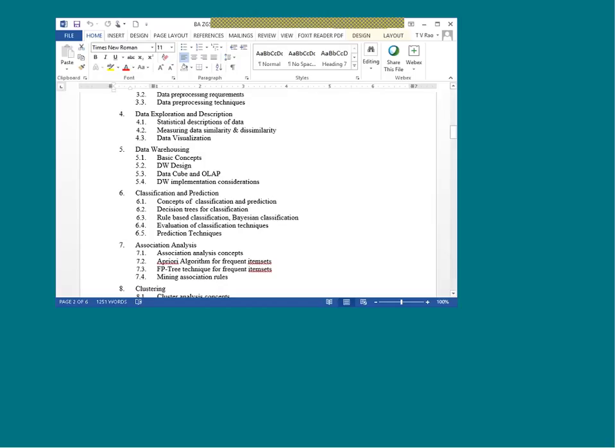And data warehouse is the basis for business intelligence. And we are going to study online analytic processing, what it is, and how we obtain it from a data warehouse.